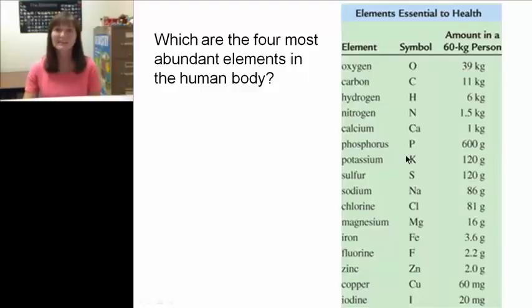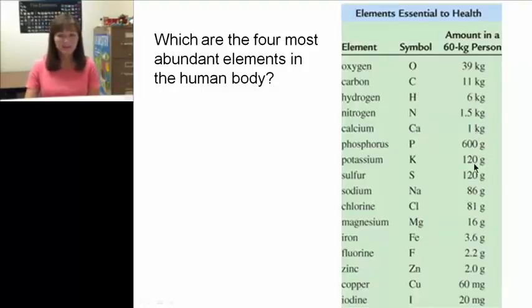So let's go ahead and look at this table. Here are the elements that make up the human body. Here are the element symbols that we just talked about. And this last column is the amount of that particular element in a person who weighs about 60 kilograms. So if you weigh 60 kilograms, you can expect that about 39 kilograms of your body mass is coming from oxygen, 11 kilograms from carbon, 6 kilograms hydrogen, and 1.5 kilograms for nitrogen.